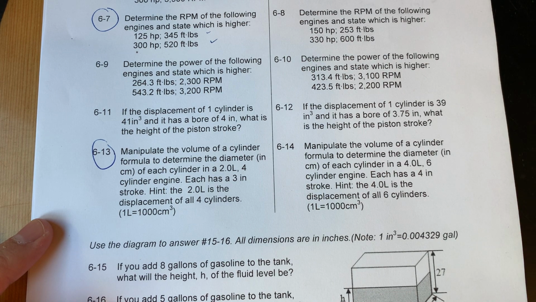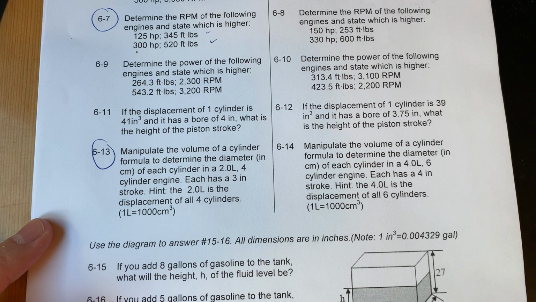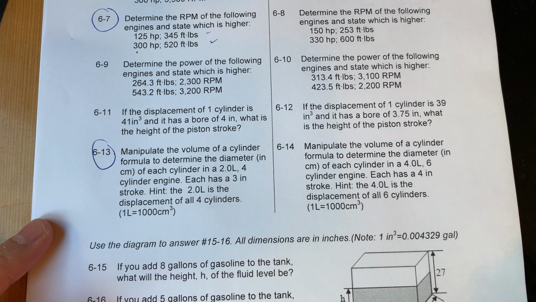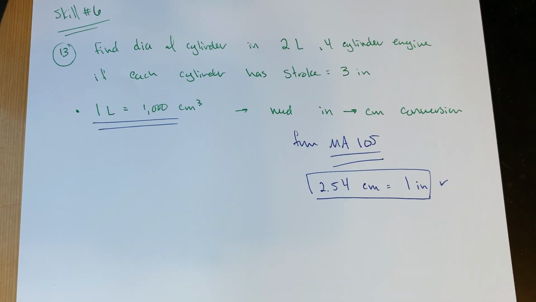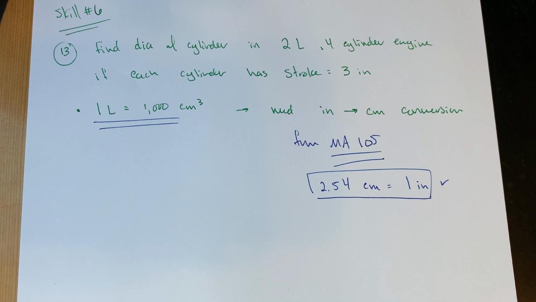So 2 liters is the displacement of all 4 cylinders. A 2-liter engine is the displacement of all the cylinders together. And one unit conversion: 1 liter is the same thing as 1,000 cubic centimeters. So let's say we've got all that information rewritten. Find the diameter of a cylinder: 2-liter engine, 4 cylinders. Each cylinder has a stroke of 3 inches. 1 liter is 1,000 cubic centimeters.